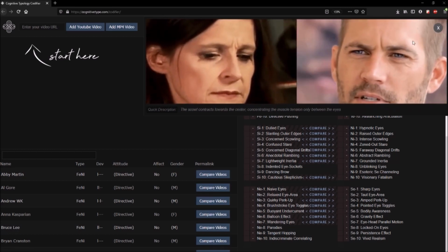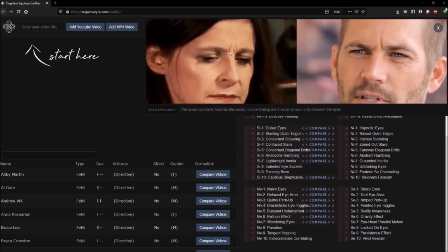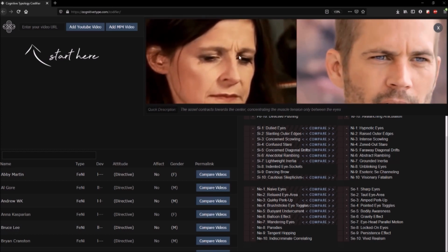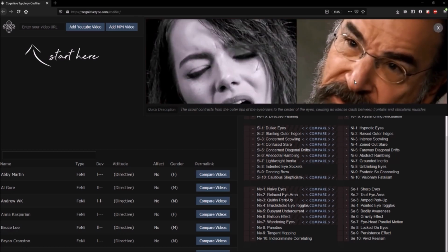And we don't see that here. What we basically see is just in the center area. That's where the concentration is at. And that's how we can differentiate the SI scowls from the NI's intense scowls.